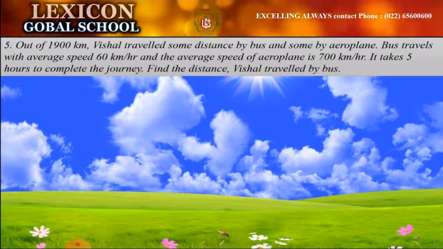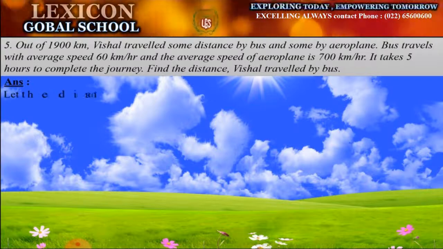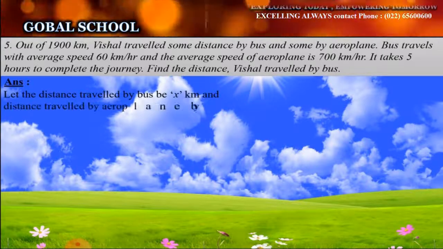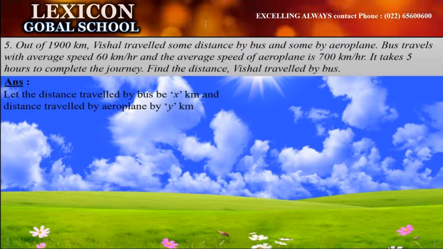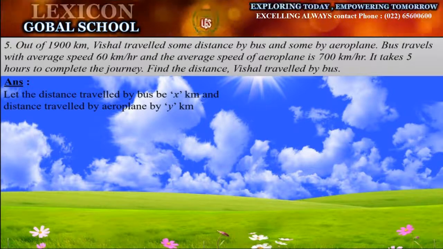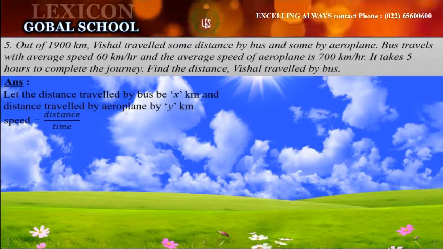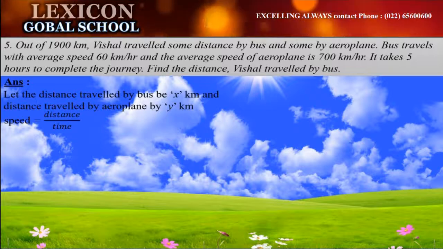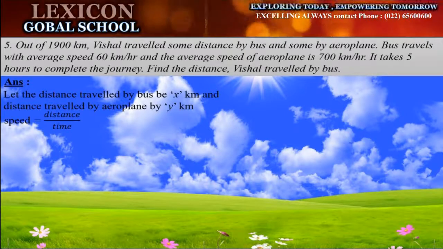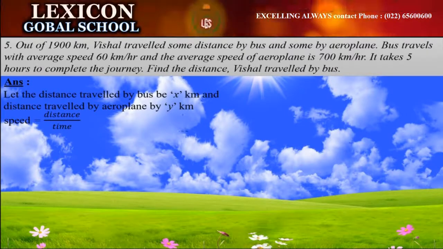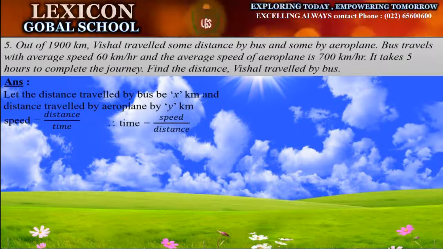Since we have two vehicles over here, that is a bus and an aeroplane, let us consider the distance travelled by bus as x and the distance travelled by aeroplane as y. Therefore, according to the first condition, since we are talking about speed and distance, the formula which we had learned is speed is equal to distance upon time. Since over here we have to calculate time and speed and distance are given, we interchange it: time is equal to distance upon speed. We are going to use this formula to derive the equation.